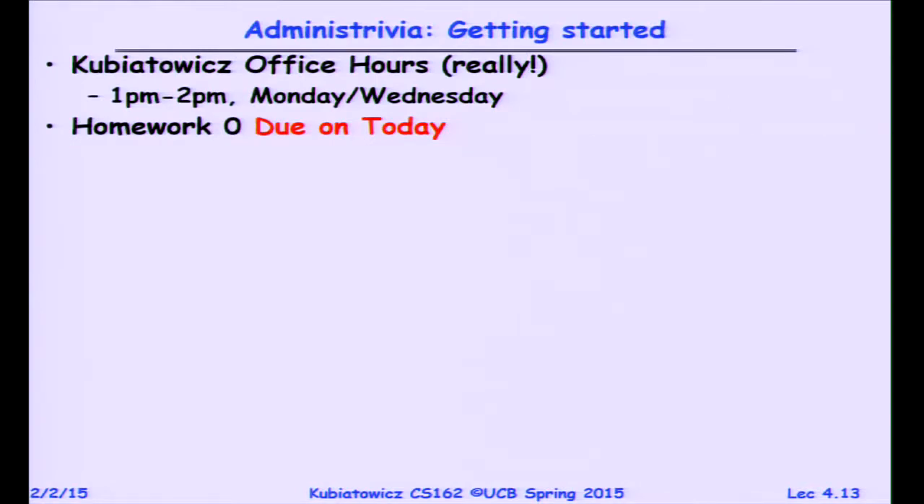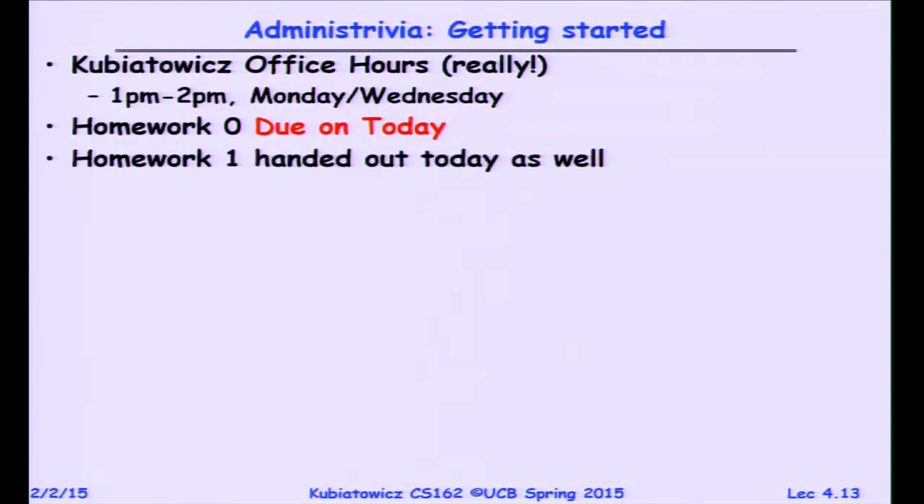Homework 0 is due today. That you should know. Homework 1 is handed out today, so get moving. Homework 1 is really going to let you start doing some shell programming, and you get to really do this high-level interface that we've been talking about. So this will be good experience.